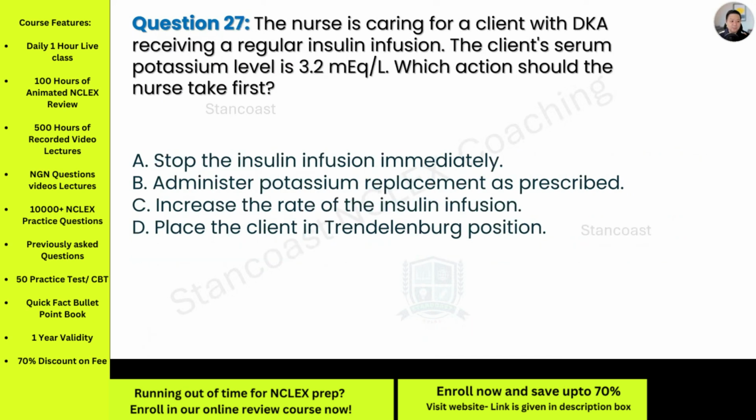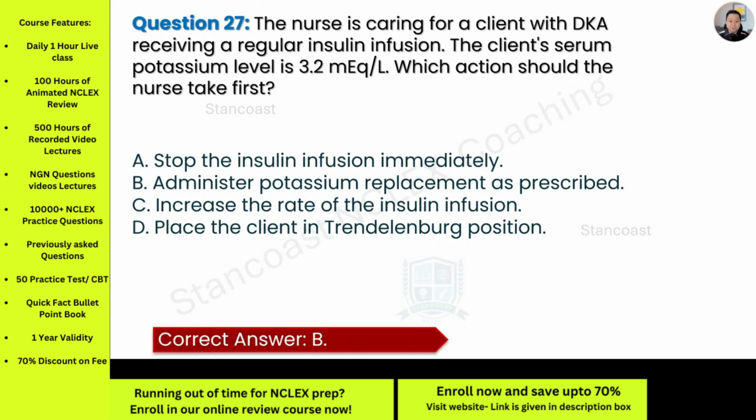27. The nurse is caring for a client with DKA receiving an insulin infusion. The client's serum potassium level is 3.2 milliequivalents per liter. Which action should the nurse take first? A. Stop the insulin infusion immediately. B. Administer potassium replacement as prescribed. C. Increase the rate of the insulin infusion. D. Place the client in Trendelenburg's position. The answer is letter B.